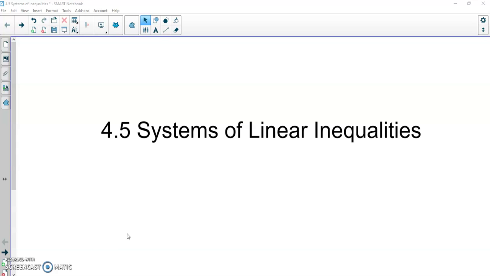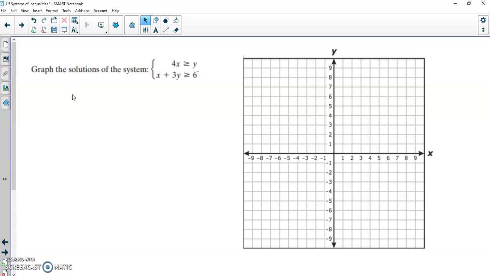This video covers systems of linear inequalities. So in this problem, they ask us to graph the solution to the system 4x is greater than or equal to y, and x plus 3y is greater than or equal to 6.